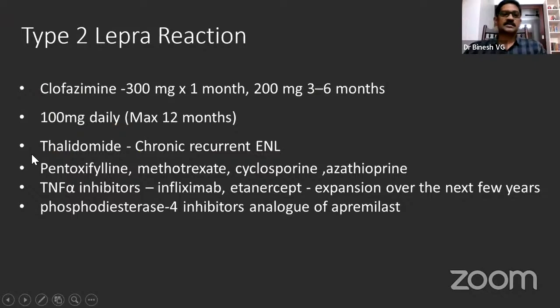And in type 2 reaction, there are certain additional agents like clofazimine, which we can add. If there is a severe reaction, we can add clofazimine along with steroid. This is the dosage. And high dose clofazimine is not given for more than 12 months. When it is only skin lesions, ENL lesions only, when it is severe, thalidomide is the drug of choice. The other agents include pentoxifylline, methotrexate, cyclosporin, and azathioprine. And newer biologicals are also being tested in managing type 2 lepra reaction.